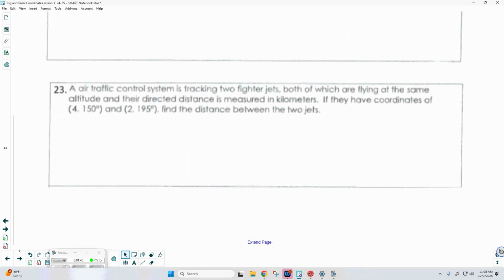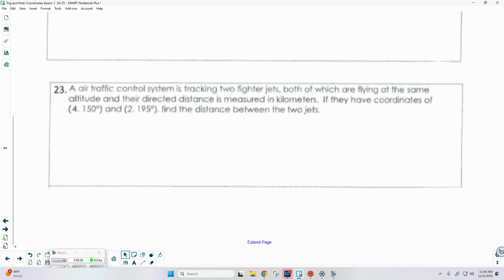Okay, so 23: an air traffic control system is tracking 2 fighter jets, both of which are flying at the same altitude, and their directed distance is measured in kilometers. If they have coordinates of (4, 150 degrees) and (2, 195 degrees), find the distance between the 2 jets. The only thing about this is just being able to recall that formula.